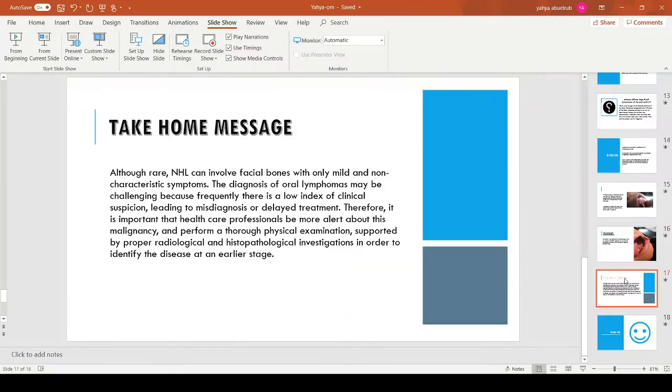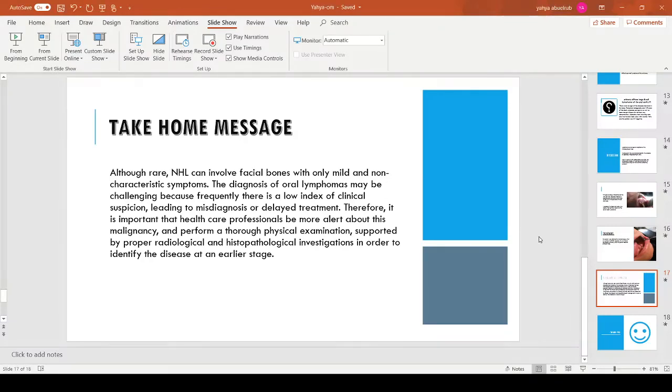There's a take-home message that says that although rare, NHL can involve facial bones with only mild and non-characteristic symptoms. The diagnosis of oral lymphomas may be challenging because frequently there is a low index of clinical suspicion, leading to misdiagnosis or delayed treatment. Therefore, it is important that healthcare professionals be more alert about this malignancy and perform a thorough physical examination supported by proper radiological and histopathological investigations in order to identify the disease at an earlier stage.